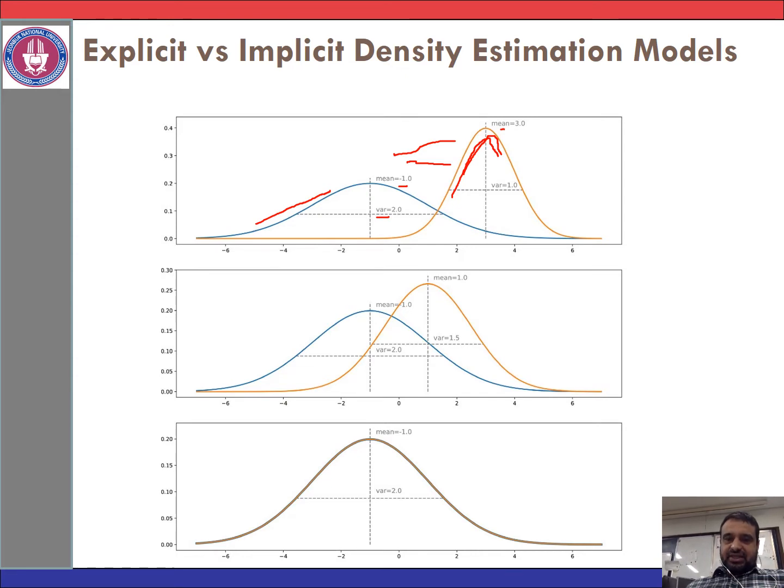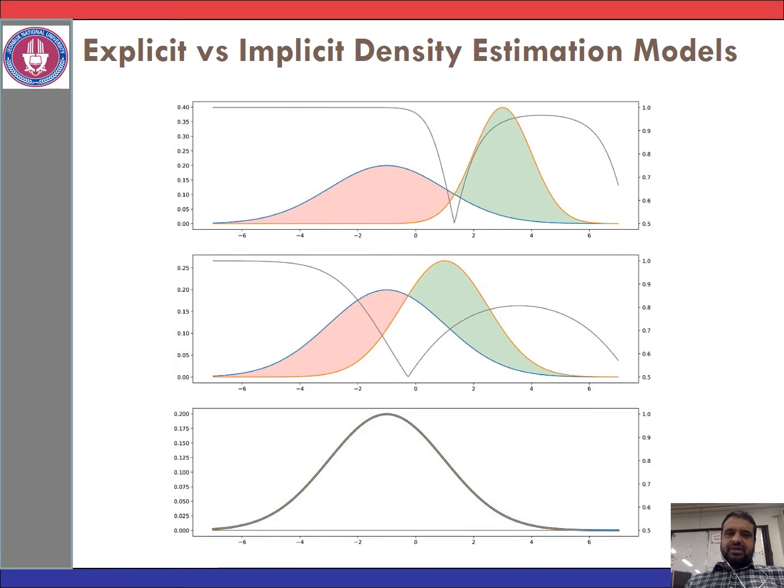So here we can see that now both the distributions show some similarity towards each other after training. Here now the variance of this distribution is 1.5 and mean is 1. From 3 it has converged to 1, and with more training, here we can see that both the distributions are lying on each other. So this is the explicit density estimation. We provide the input data distribution and we train the neural network to estimate the distribution of the input training data.